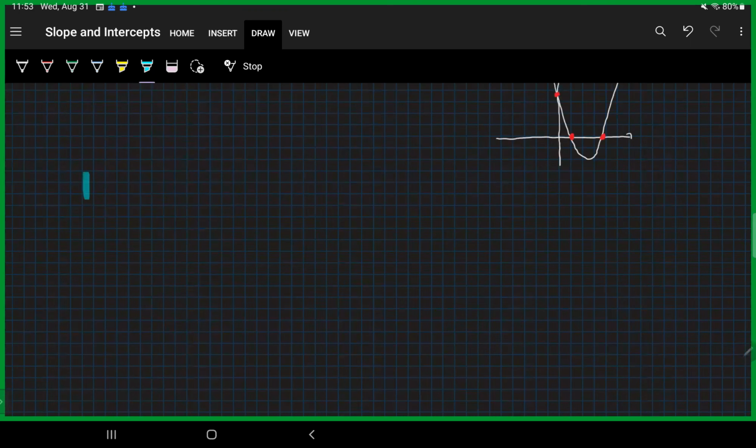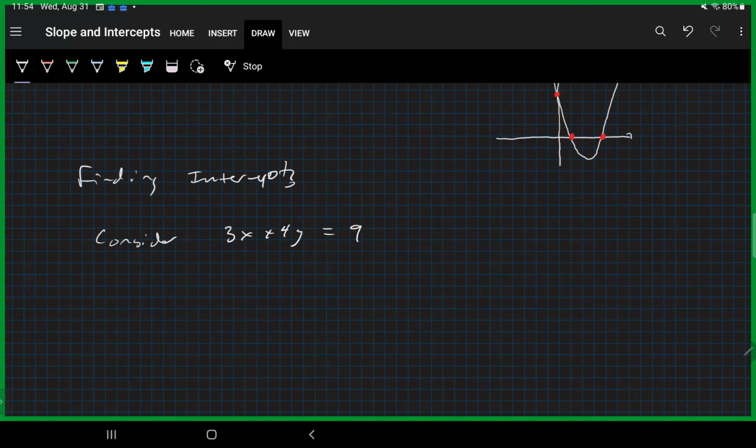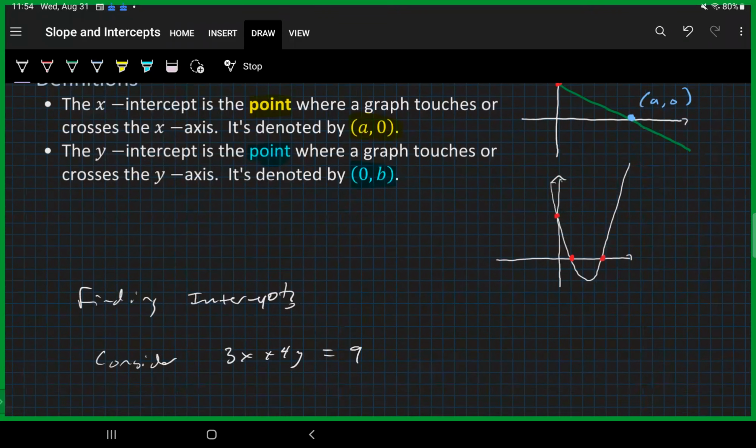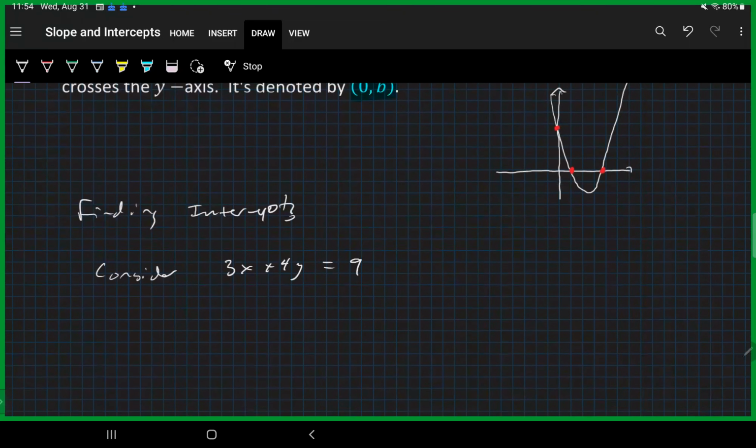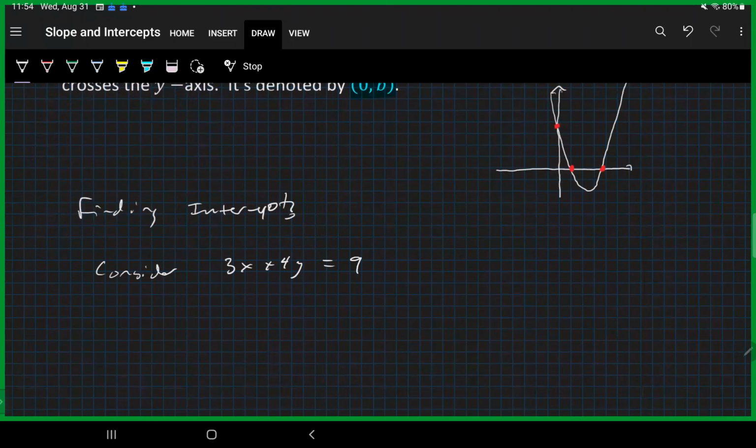So, finding intercepts. We're going to use a definition to help us find intercepts. So for example, consider 3x plus 4y is 9. This is the equation of a line that's in standard form. And if you recall from the definition, for my x-intercept, the y value is 0, and for my y-intercept, the x value is 0. So if we plug in 0 for the opposite coordinate, we can always find intercepts.